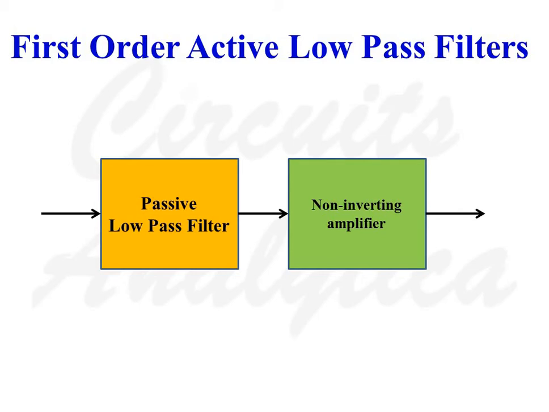This is the block diagram of a first-order active low-pass filter. The first block is a passive low-pass filter which consists of resistance and capacitance, and the output of the passive low-pass filter is fed to a non-inverting amplifier.